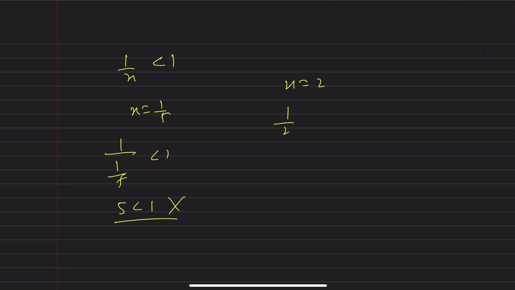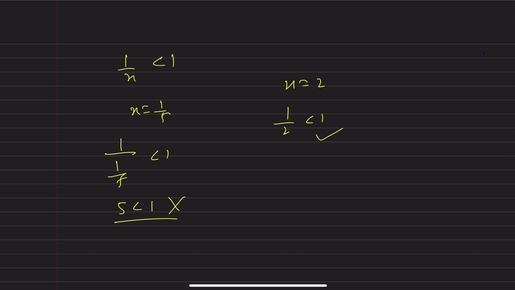What does it mean? I'll take 1 over x. Suppose 1 over x is less than 1, and I'll take x equal to 1 over 5. So 1 by 5 less than 1 becomes 5 less than 1. Is it satisfying? No, it is not satisfying. Similarly, if I take x equal to 2, you can see that 1 by 2 is less than 1, and it is true. So we are going to learn how to find out how many values are going to satisfy this.